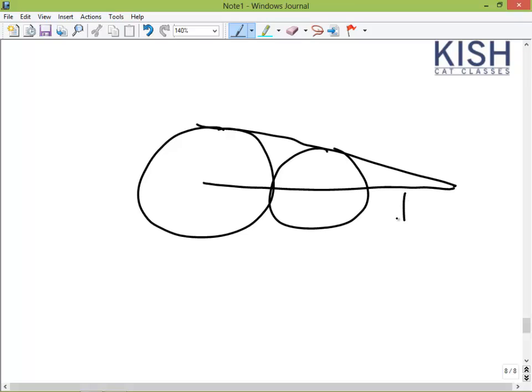So this length is given as 21, this one and this one. That is this one I called it radius 1 and this one is radius 2. They are in the ratio 4:3. So you need to find this one. How will you find?